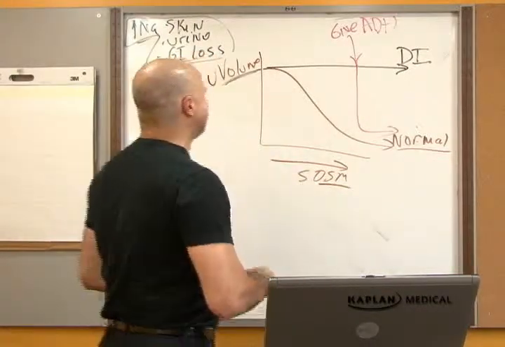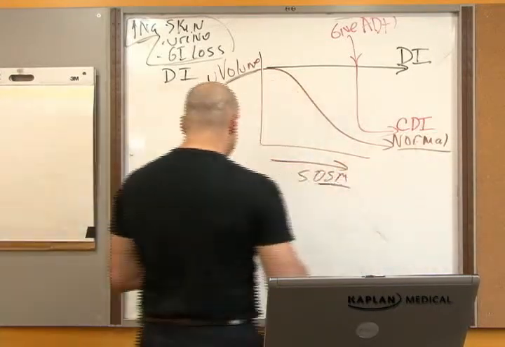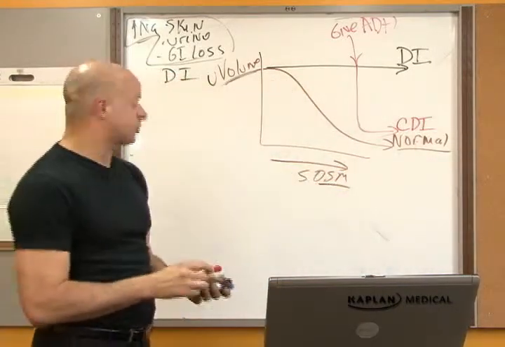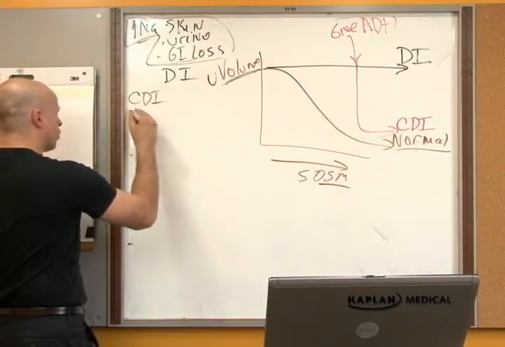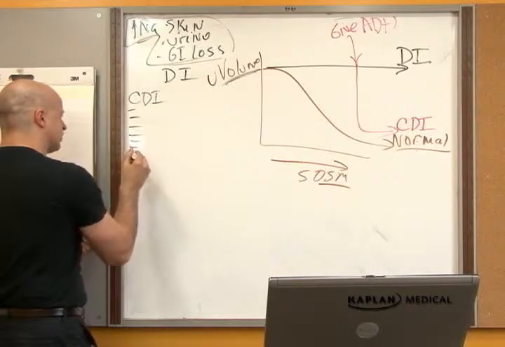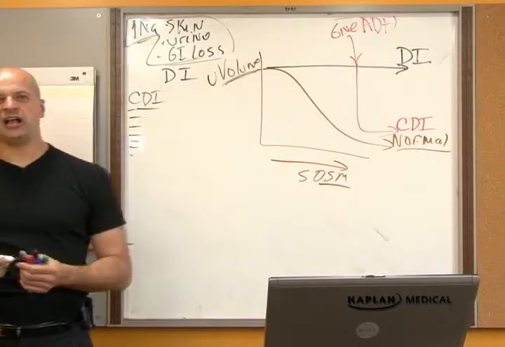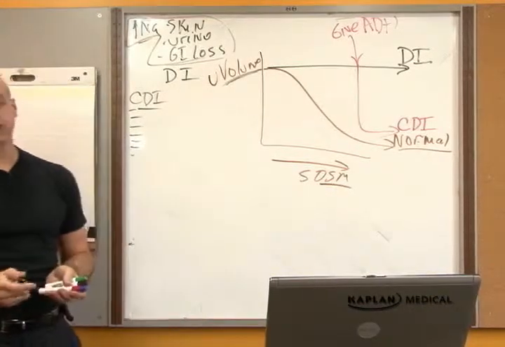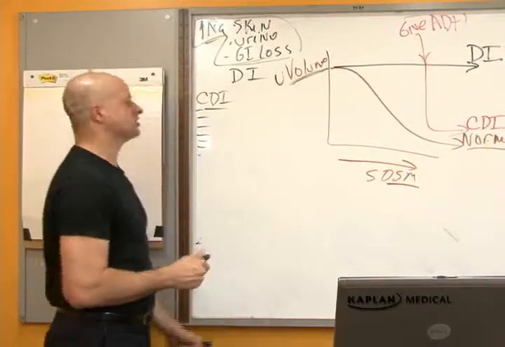And the answer is central diabetes insipidus. Now, what causes central diabetes insipidus? It is caused by a stroke, a tumor, trauma, hypoxia, histiocytosis X, tuberculosis, anything that destroys your hypothalamus. If my hypothalamus got destroyed, I got central DI.